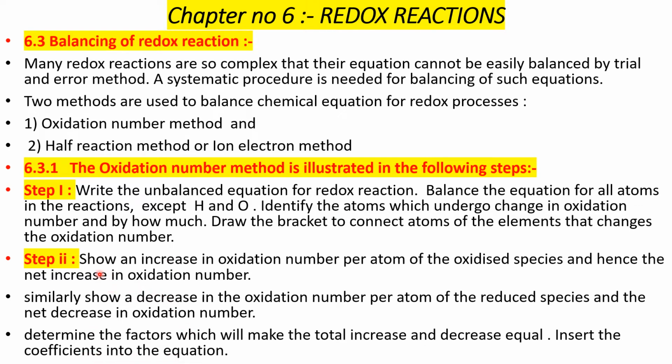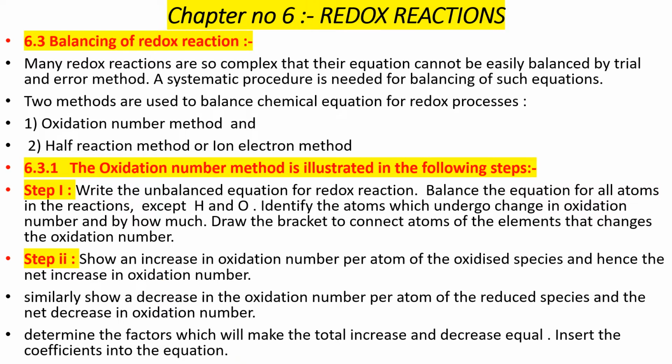Second step, what will you do? First, you have to show the increase in oxidation number per atom in the oxidized species. Hence, you have to find out the net increase in oxidation number. After this, similarly, you have to show the decrease in oxidation number per atom in the reduced species, and then find out the net decrease in oxidation number. After this, you have to determine the factors which will make the total increase and decrease equal. Then you have to insert the coefficients into the equation. Any suitable coefficient you have to insert. Okay.